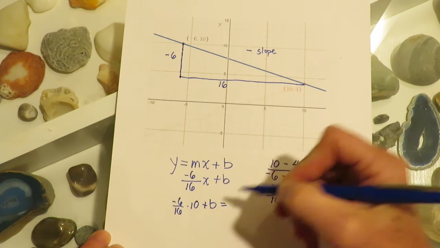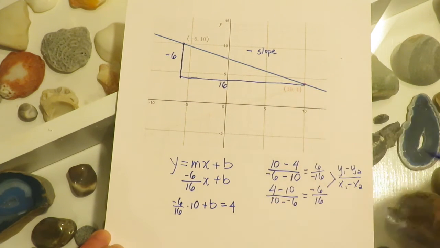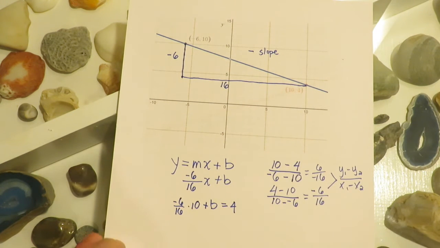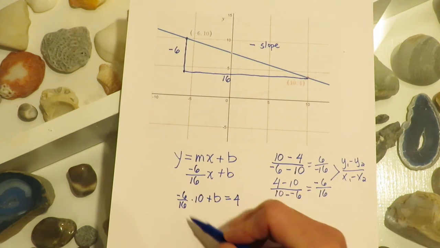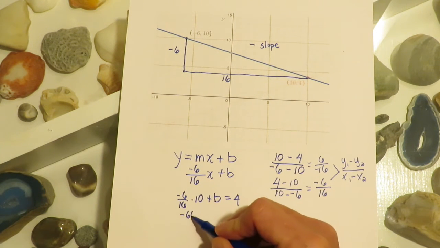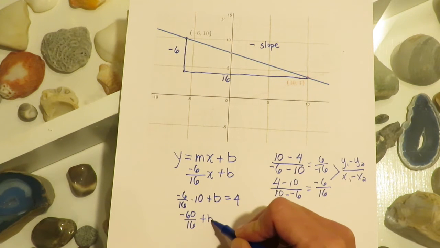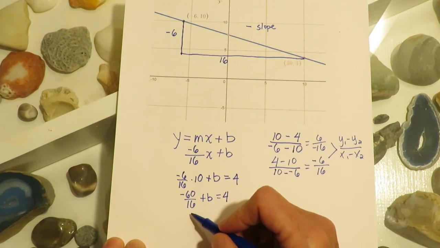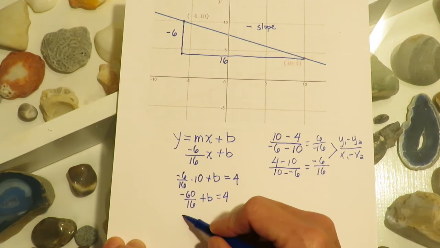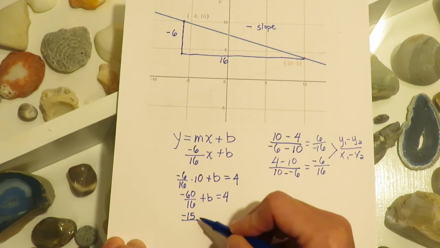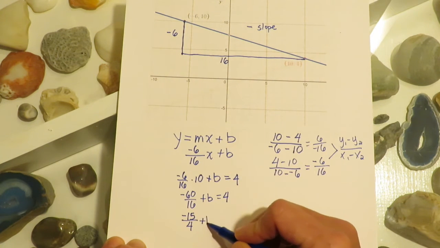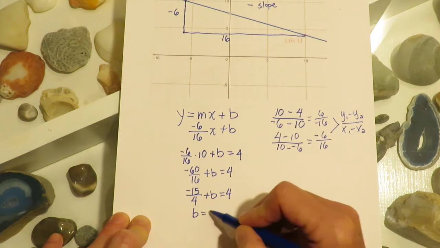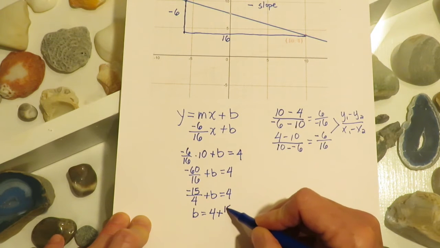If b is the correct b, I should get 4 for the y. Otherwise, my formula doesn't work, and it's not the formula of this particular line. So cleaning up this arithmetic here, I will get -60 over 16, but we can reduce that even more. They're both even. 4 goes into both of them, so I'll divide the numerator by 4, I'll divide the denominator by 4, and then b will be 4 plus 15/4.